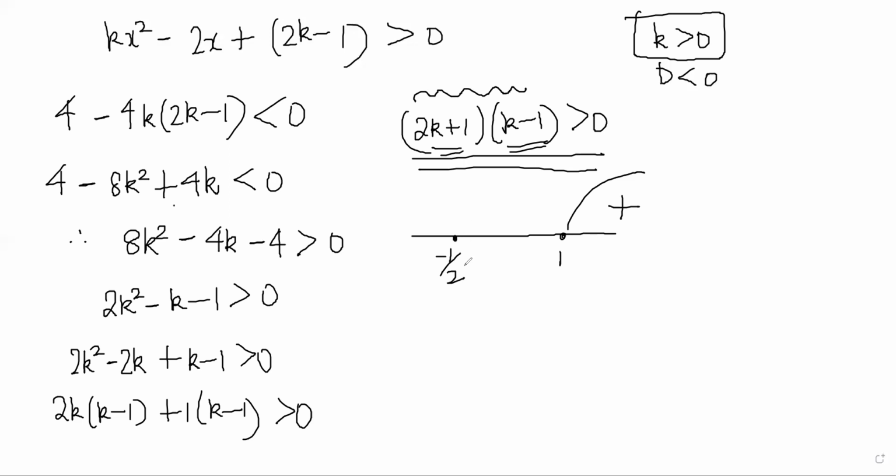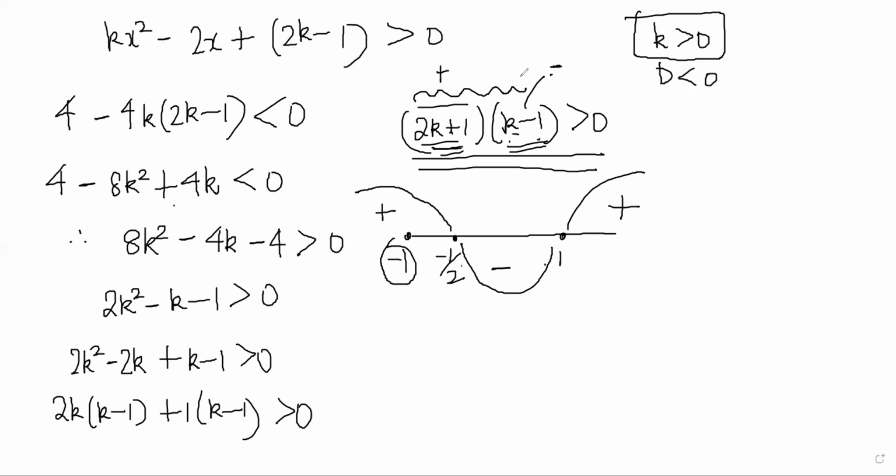In between minus half to 1, this one will be negative and this one will be positive. So in this range, the overall product will be negative. And below minus half, both of them will turn out to be negative, so the overall product will still be positive. Take any number below minus half, let's say minus 1. At minus 1, 2k plus 1 is also negative, and k minus 1 is also negative. So the overall thing becomes positive.